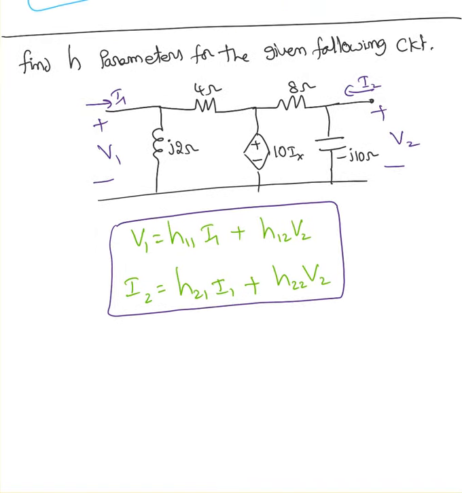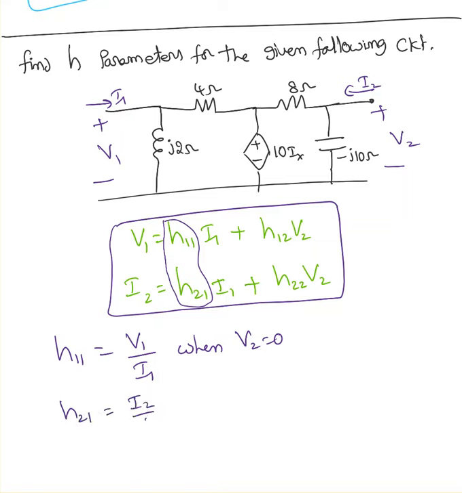Now, you can find these two parameters by using the same circuit, because H11 is nothing but V1 over I1 when V2 equal to 0. So basically I'm going to short circuit that. Same way, H21 equal to I2 over I1 when V2 equal to 0. So when I said V2 equal to 0, I'm going to short circuit this.